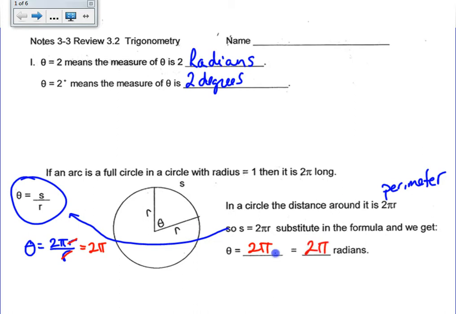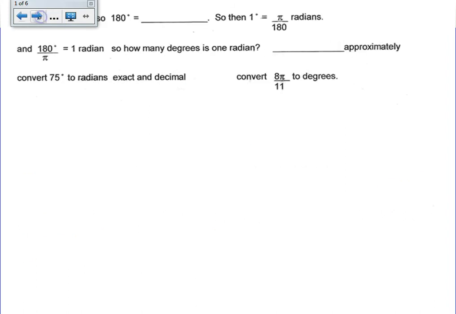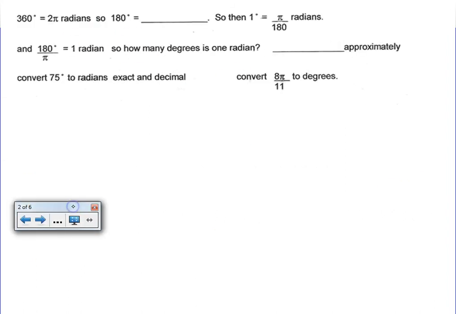Oh, I think they wanted my work over here. So let's move this out of the way. 360 degrees is 2 pi radians, so 180 degrees is equal to 1 pi radians. And this is just going over how we converted between radians and degrees. So how many degrees is in 1 radian? This is something that you could do by dividing 180 by pi on your calculator, and you get approximately 57.3 degrees.